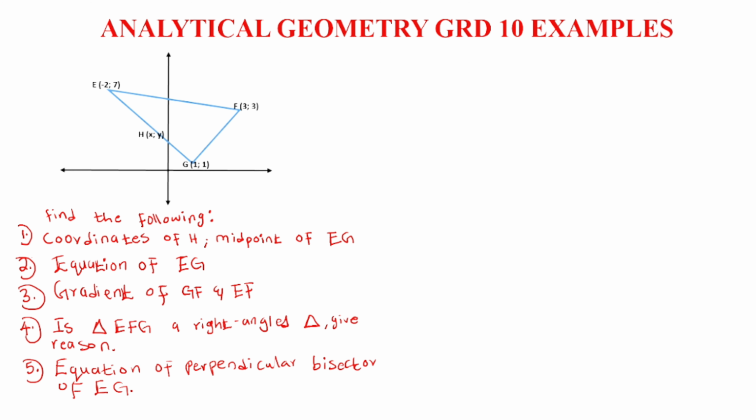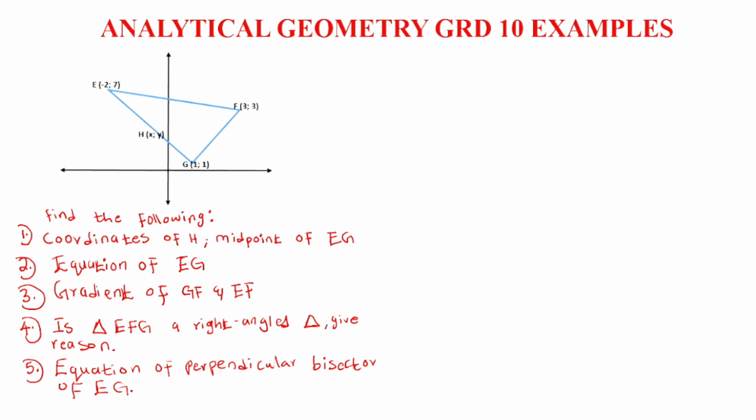Today, let's have a look at this example. What you see right there is the example, and it's got 5 questions. We see we've got a triangle. We're not sure what type of triangle it is, whether it's right angled or not, but we will soon find out when we continue with this question.